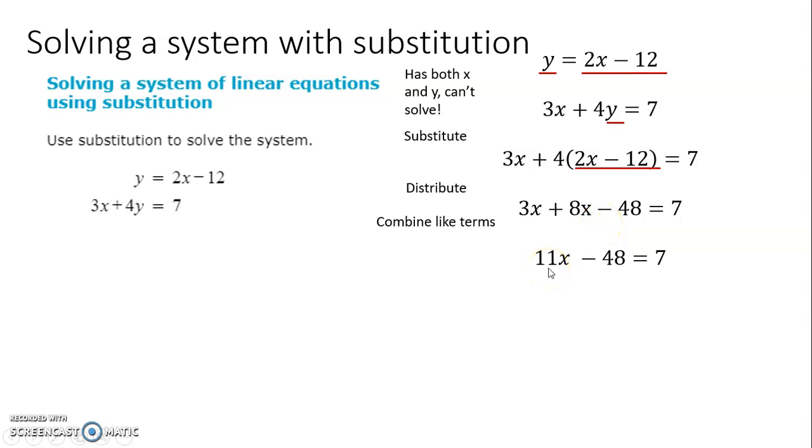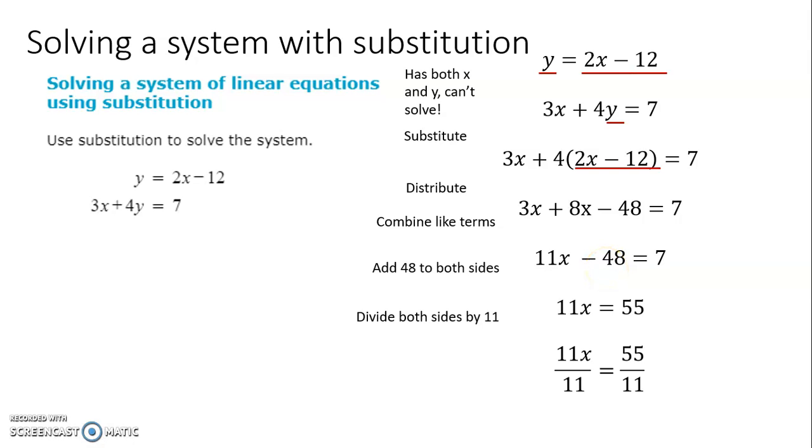I'm going to go kind of quickly here. And then we can add 48 to both sides. Dividing both sides by 11, we get x equals 5. Now, really important, we are not done yet. Remember, each system of equations crosses at exactly one point, which is an ordered pair. So we found the x coordinate. Let's plug that x in and find the y coordinate.